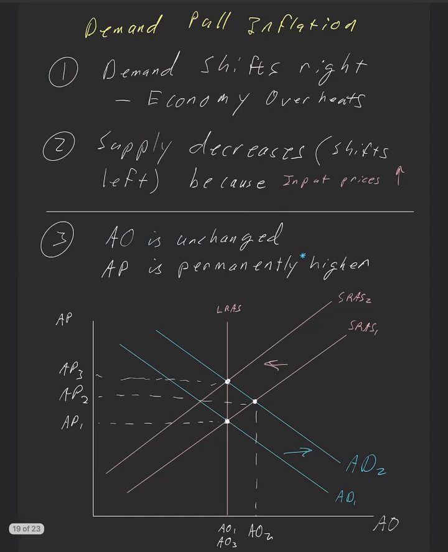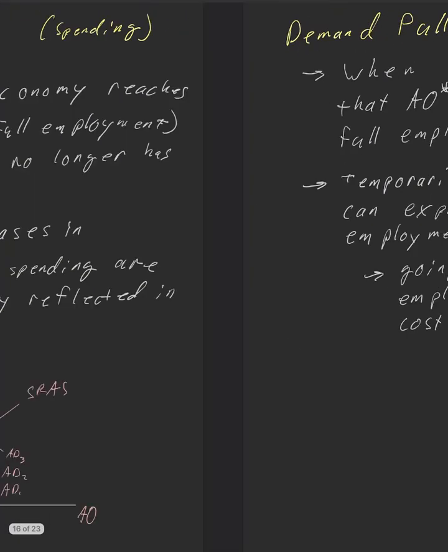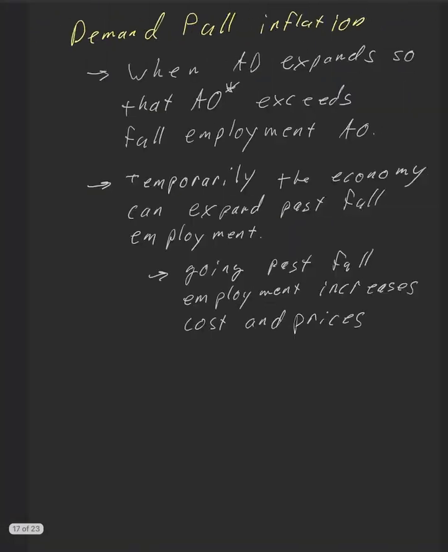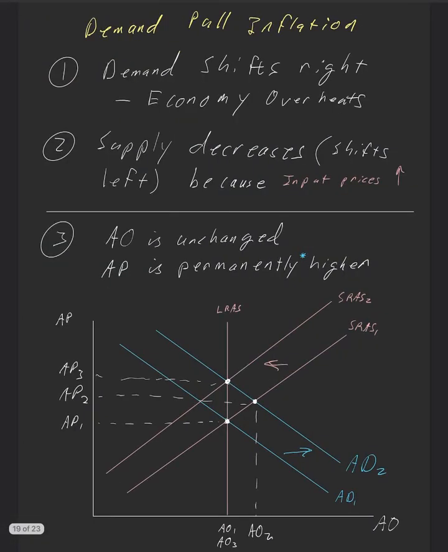Okay, so recap. Demand shifts rightward. The economy overheats. Supply decreases. It shifts to the left because input prices have gone up. Remember, all the way back here, what determines supply? Input prices. Input prices up, aggregate supply down. So our aggregate output ends up unchanged, but our aggregate price is permanently higher. Permanently higher because we see our aggregate demand increase. We end up at the new aggregate output. Supply decreases. It drives us back to this point here.